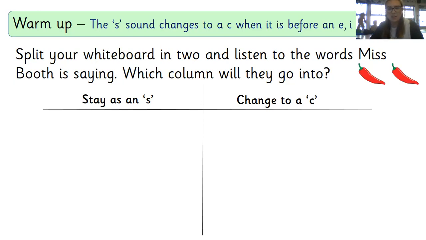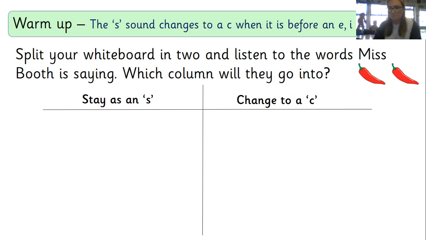Okay, is everyone all done? What's going to happen now then is I'm going to read out some words and then you're going to decide what column they should go in, okay? Should it stay as an S or has it got one of those special letters in it, which means it must go and be changed into a C because that letter lives next door, okay? Really important.